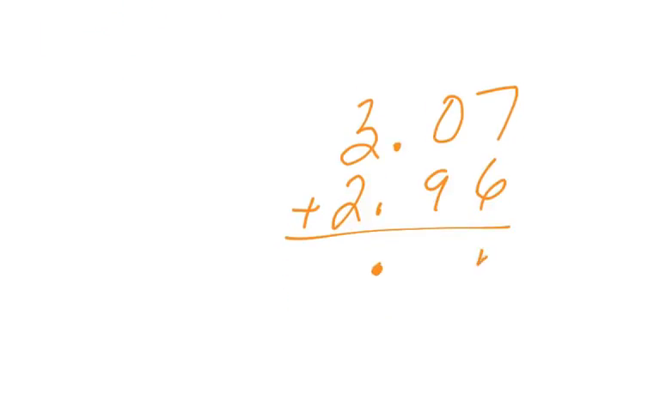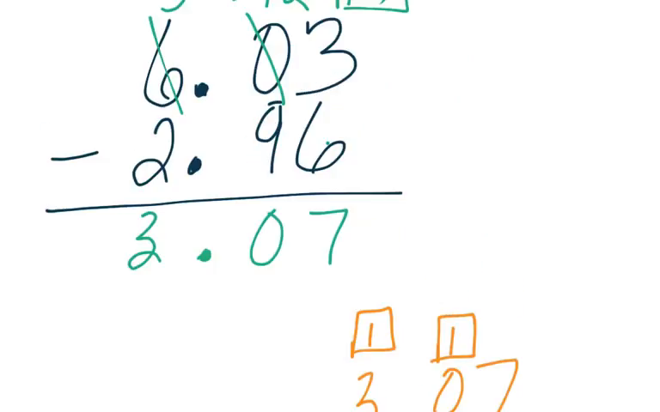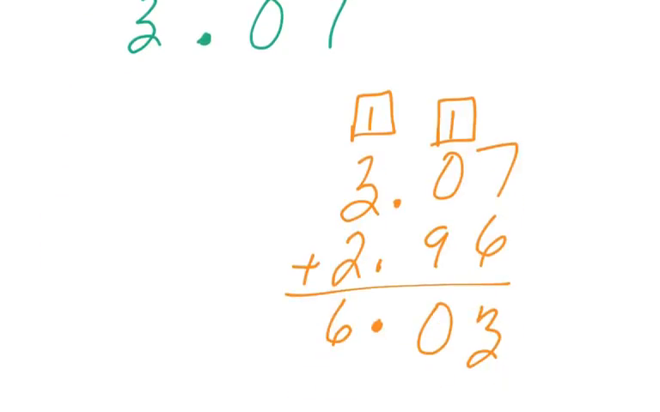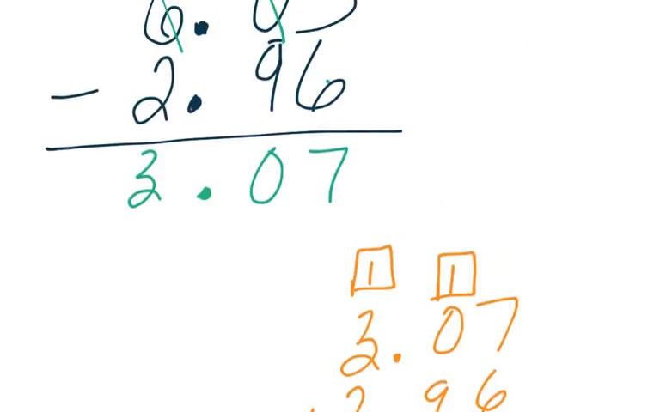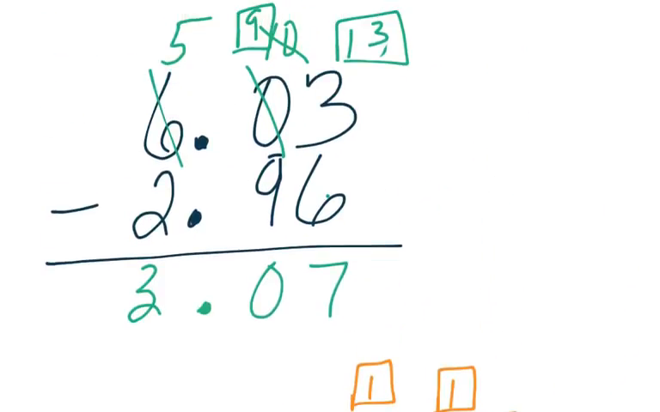7 and 6 is 13. Regroup. 1 and 9 is 10. Regroup. 3, 2, 1 is 6. And that does match my original answer. So, Super Gucci sign. And that is the end of our lesson on subtracting decimals.